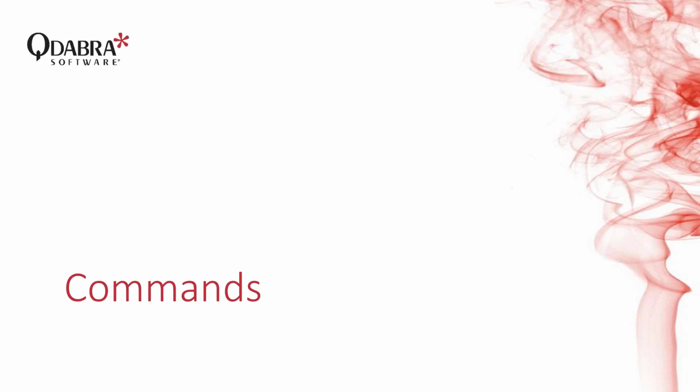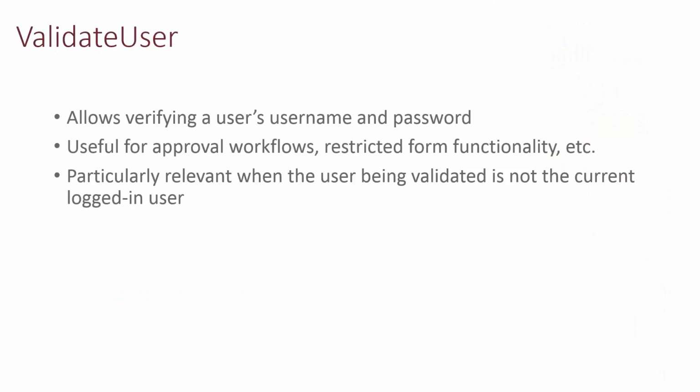Okay. So let's talk about some of the commands in qRules that require full trust but allow you to do some pretty nifty things with your form. The first command I want to talk about is called validate user. This command allows you to verify a user's username and password against either the local machine or the domain the machine is joined to. So the idea here is that you want to verify that a form's user is who they say they are, or that they are a particular user.